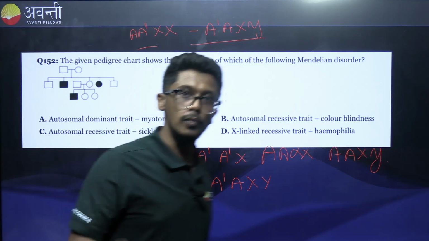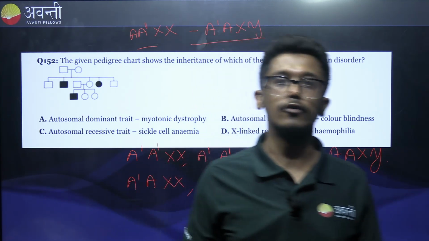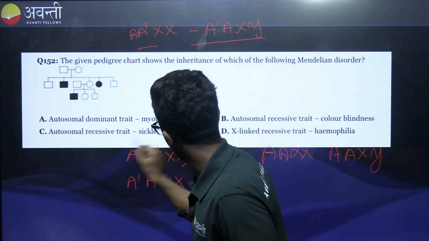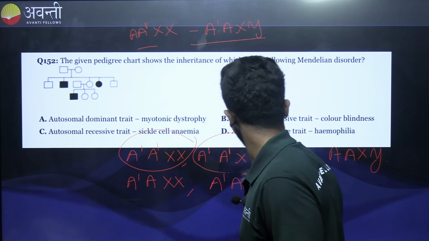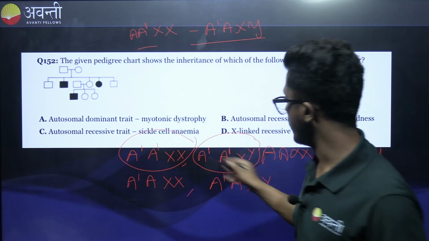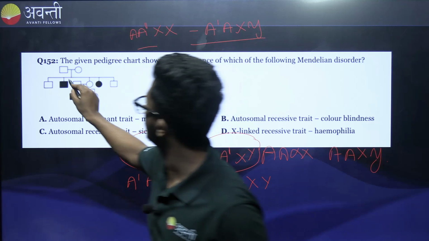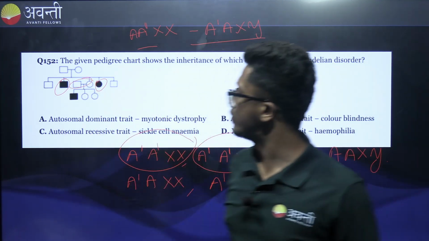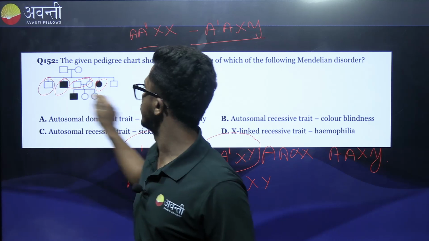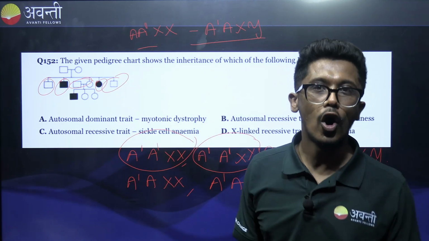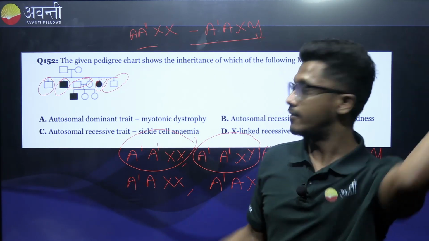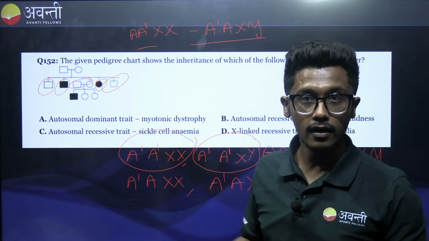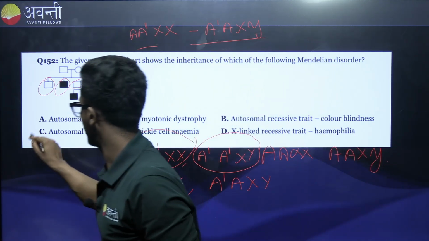Whenever you have an autosomal recessive trait, both alleles should be in the homozygous condition. So you have a male and you have a female here. Sorry, it should be Y. This male and this female are expressing, and among them, these two are the carriers and these two are the normal ones. So which disease? Autosomal recessive disease. Which is the example given for autosomal recessive disease here? Sickle cell anemia. So our option is C.